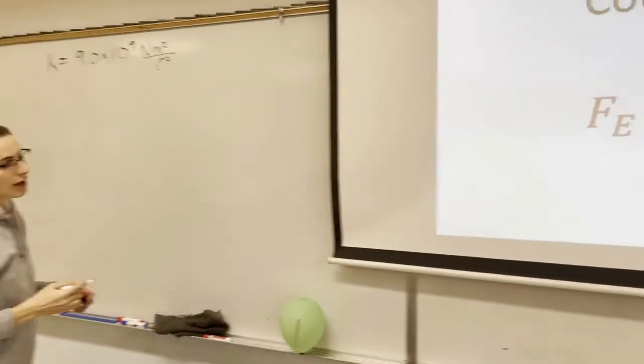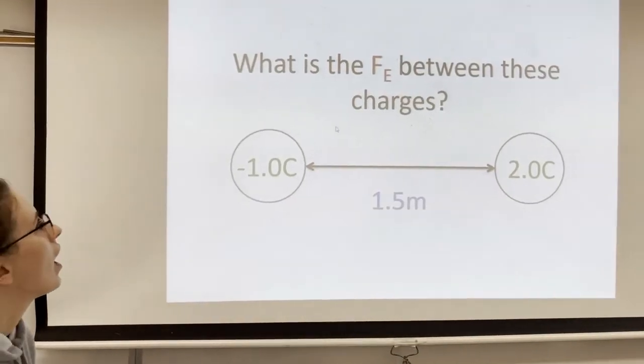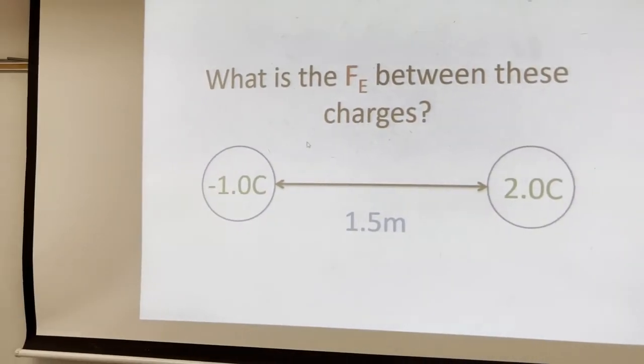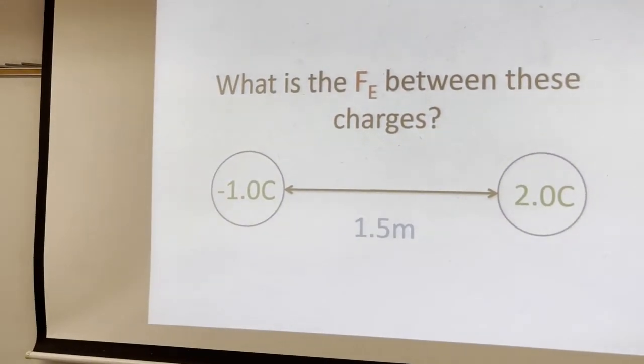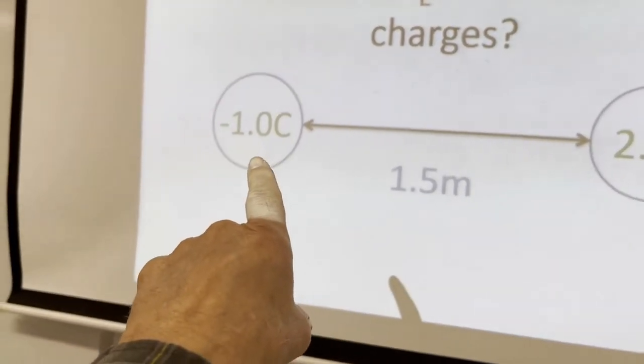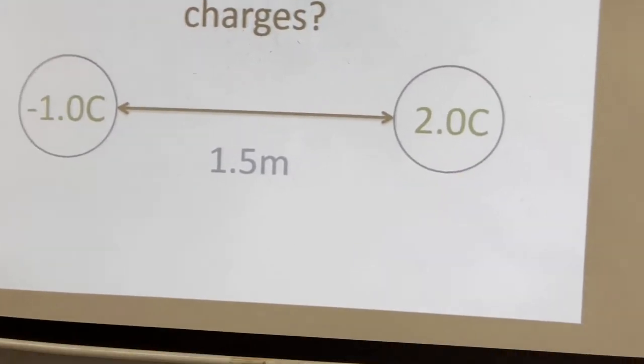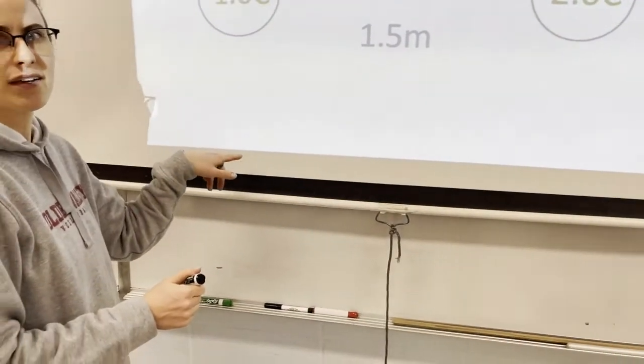Bada boom. Okay. And you need this equation as well. Okay, let's rock and roll. What is the electrical force between these two charges? We got -1 coulombs, +2 coulombs. They're 1.5 meters apart. Should I do it right here, you think? Whatever you like. Let's do it.